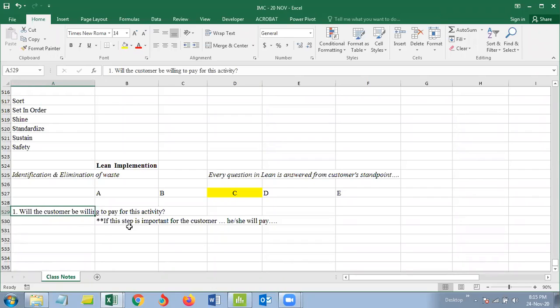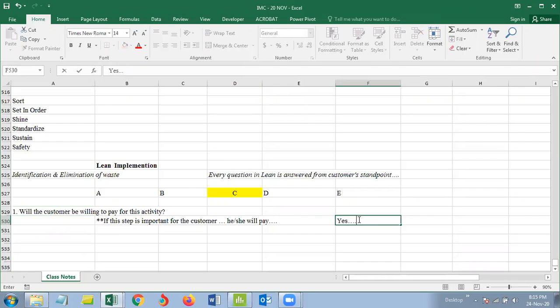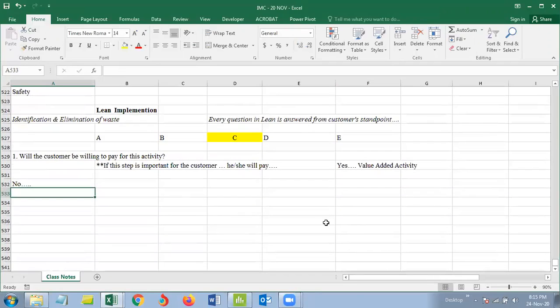Simple. Bottom line, we need to understand: is this activity important for the customer? If the answer is yes, then it's an important activity. It's a value added activity. We must keep it if it's important for the customer. If the answer is no, then the next question triggers. The customer says no, why should I pay for this activity? Then we have to ask the second question.